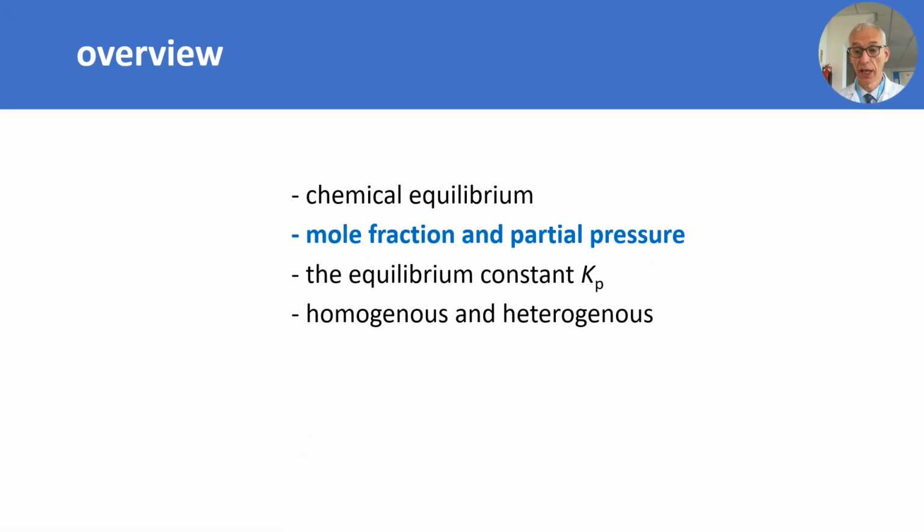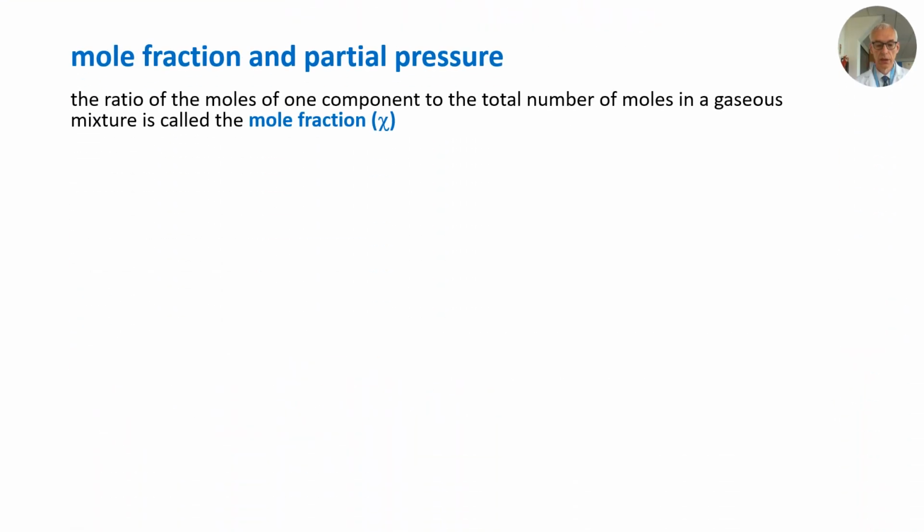Mole fraction and partial pressure. Mole fraction is the ratio of the moles of one component to the total number of moles in a gaseous mixture. So for component gas A in a mixture of gases, the mole fraction for A is the moles of A divided by the total numbers of moles of gas in the mixture.